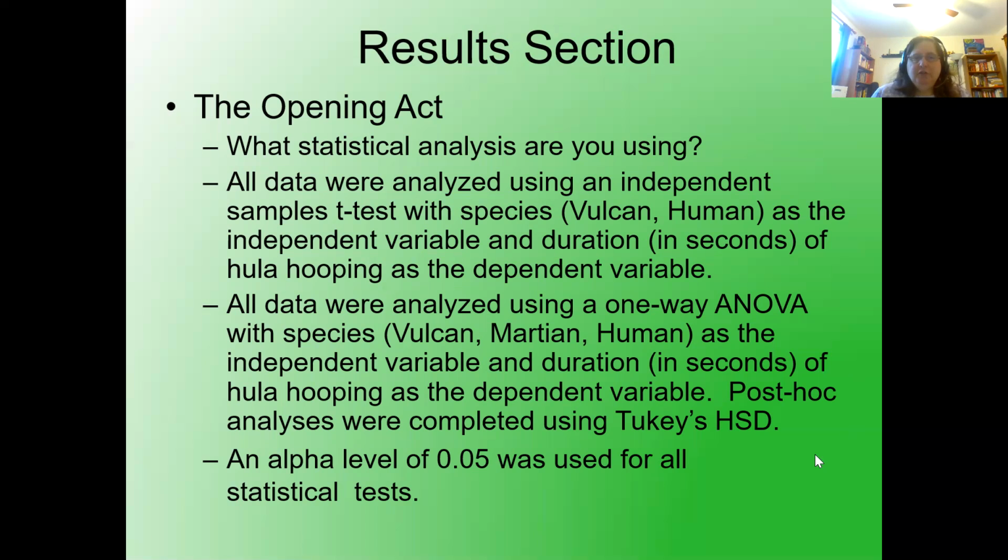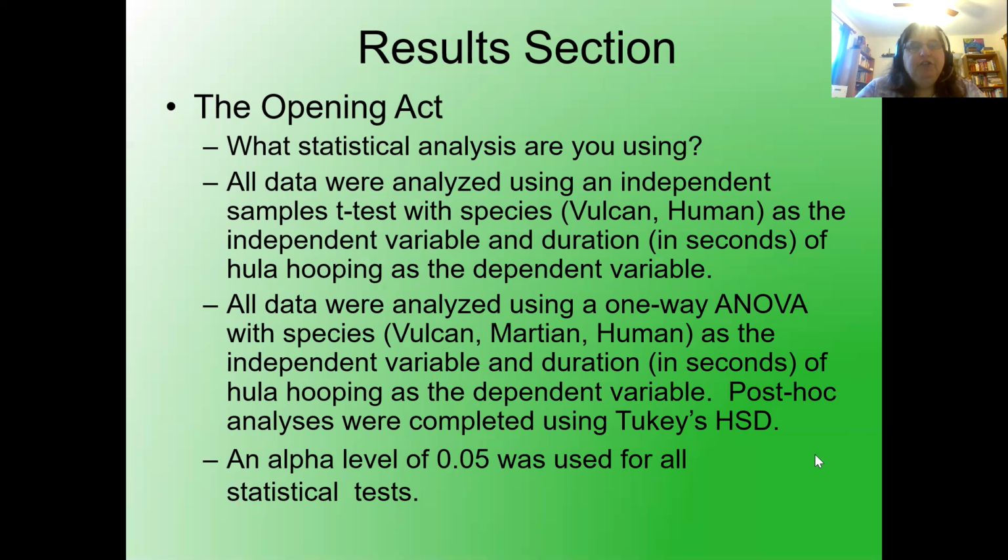Now, regardless of whether you chose the first "all data" or the second "all data," here's what you should write next. An alpha level of 0.05 was used for all statistical tests. Okay, so we're just going to keep our alpha, all of us, to 0.05 just to make life easy. If you really felt like you wanted to get fancy and do something different like 0.01, just come talk to me. But we're planning as a group to keep it pretty much at 0.05.